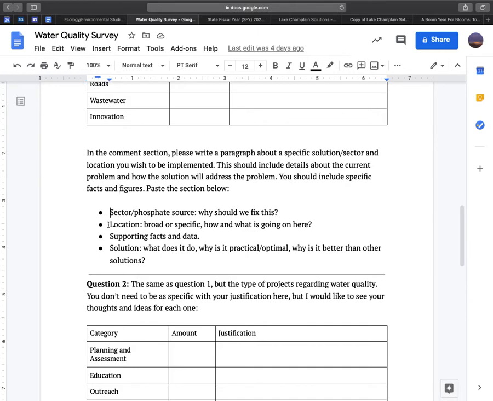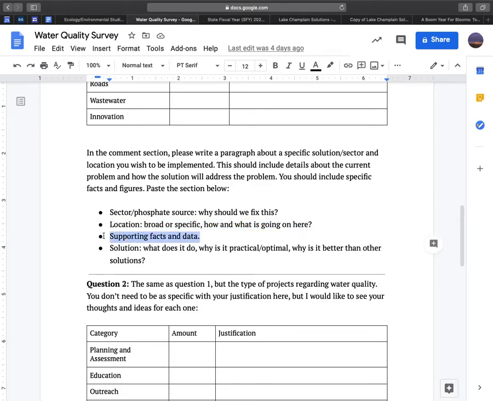So there's 4 things you want to do. First, you're going to list in the section, why should we fix this? What's the problem? Why should we fix this? You're going to go with your location then. Where is this? What is this? Is it a farm? Where is it? What watershed does it drain into? What's the history and the health of that watershed?